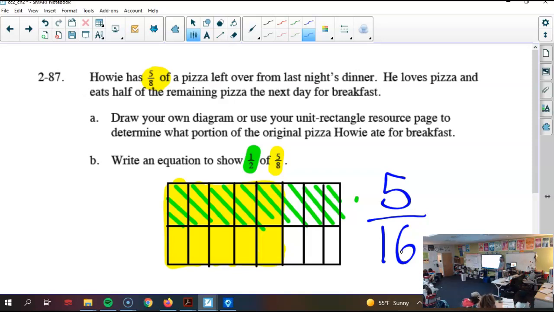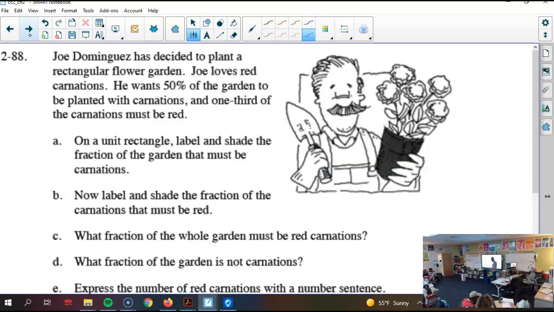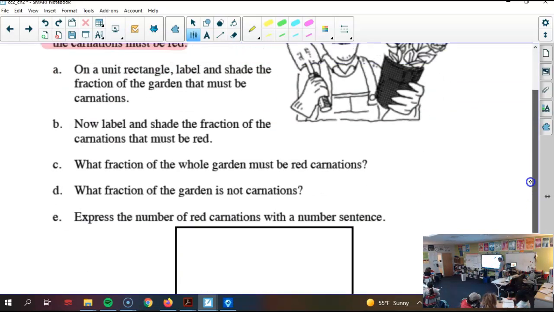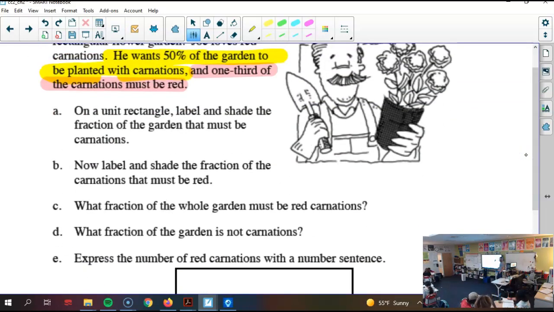Number 88 is on your homework sheet. So if you still have it out, like your homework sheet. Joe is going to make half of his garden be carnations. I would underline this because it's on your paper. 1/3 of his carnations need to be red. What split am I going to do first?